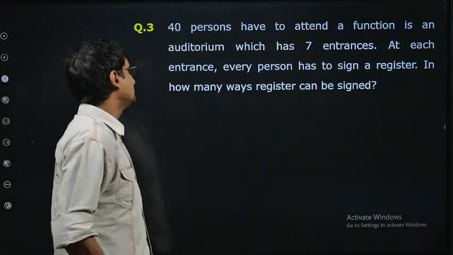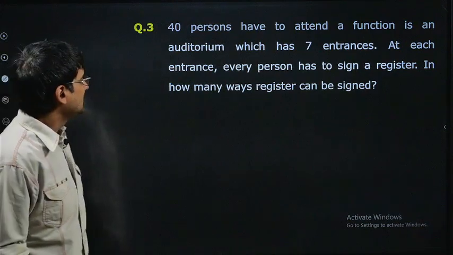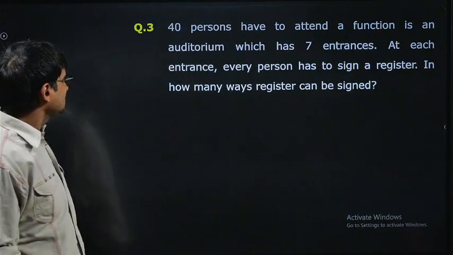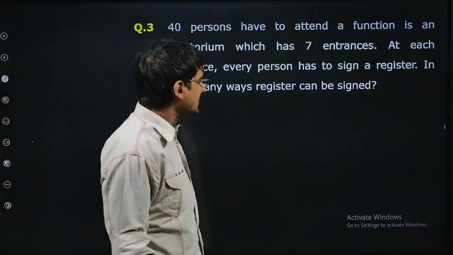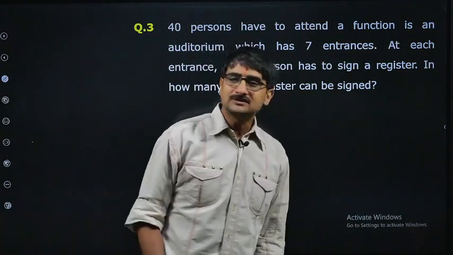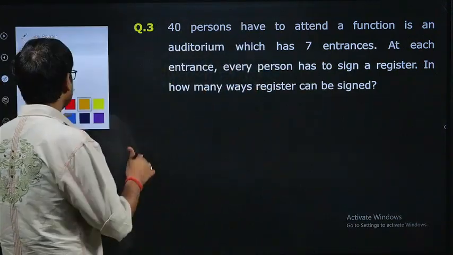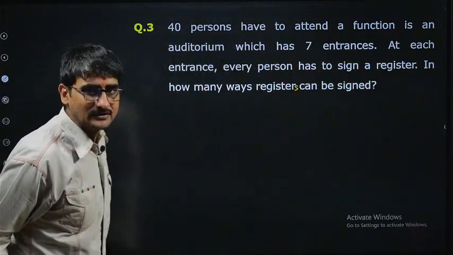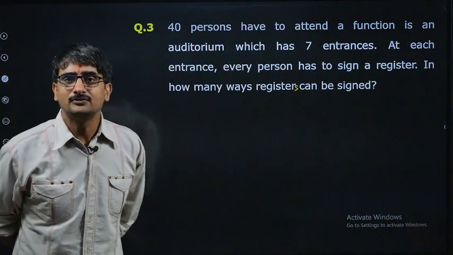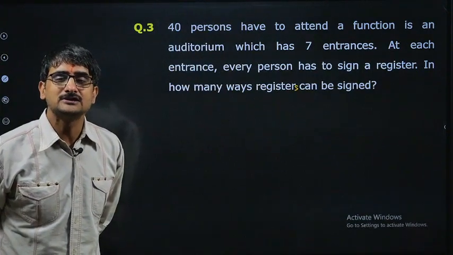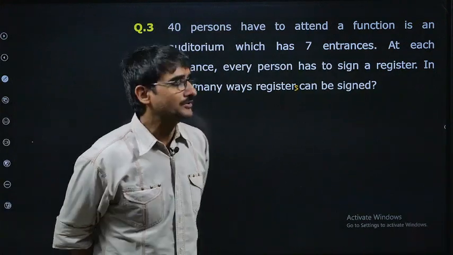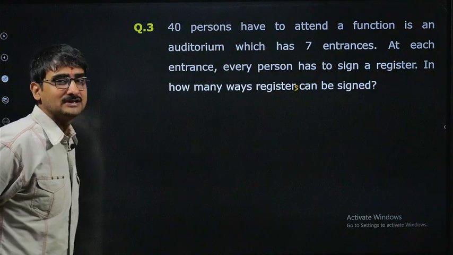The question is: 40 persons have to attend a function in an auditorium which has 7 entrances. At each entrance every person has to sign a register. In how many ways can the registers be signed? It should be registers, because at each entrance you have a register. Every person entering the auditorium has to sign the register at whichever gate he or she is entering. Now, in how many ways can it be signed?